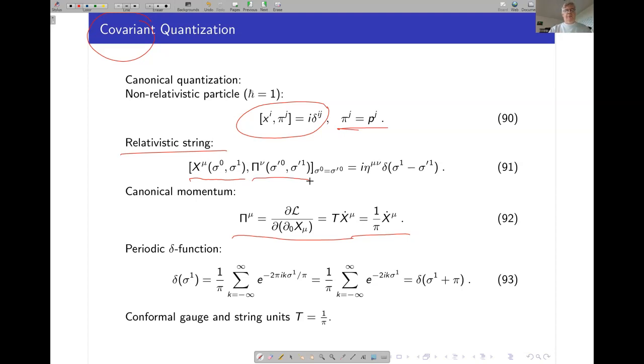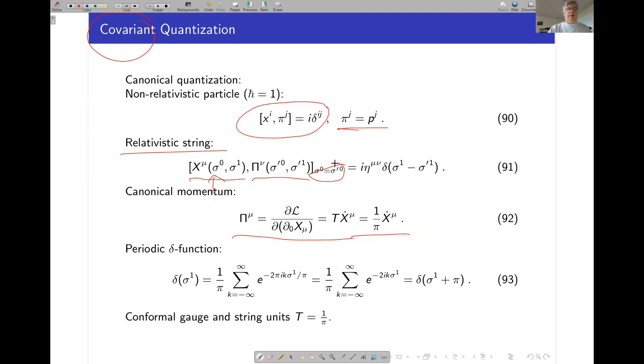Now, what do we have to make of the dependence on sigma 0? Well, it tells us that we are working in the Heisenberg picture of quantum mechanics, where operators depend on time, in our case on worldsheet time. In this case, it is sufficient to just specify the equal time commutators, because for non-coinciding times, the commutator is then fixed by the dynamics of the system, by the equations of motion.